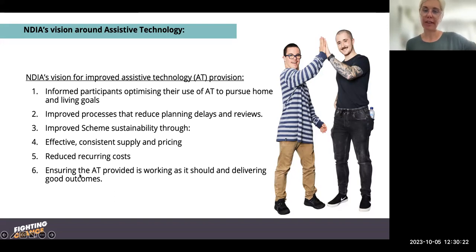They want to make sure that the AT provided is working, it's being used, and it's delivering good outcomes. And if not, how are they assessing that, and is that the most efficient way of the person accessing that, completing that task? So they're parts of the NDIA's vision.